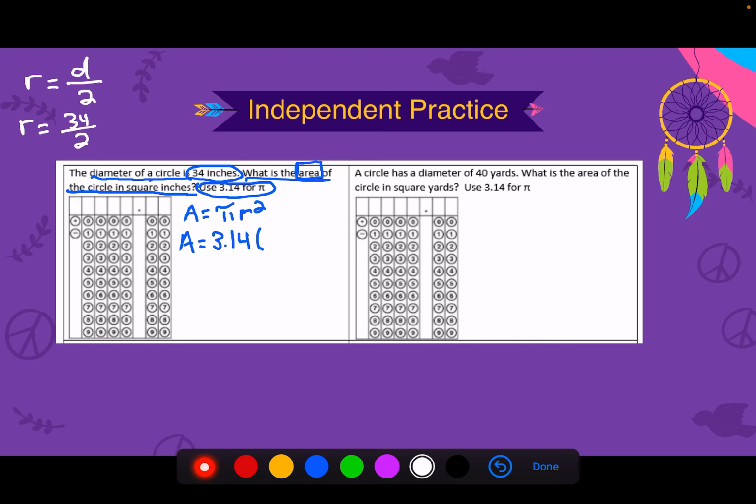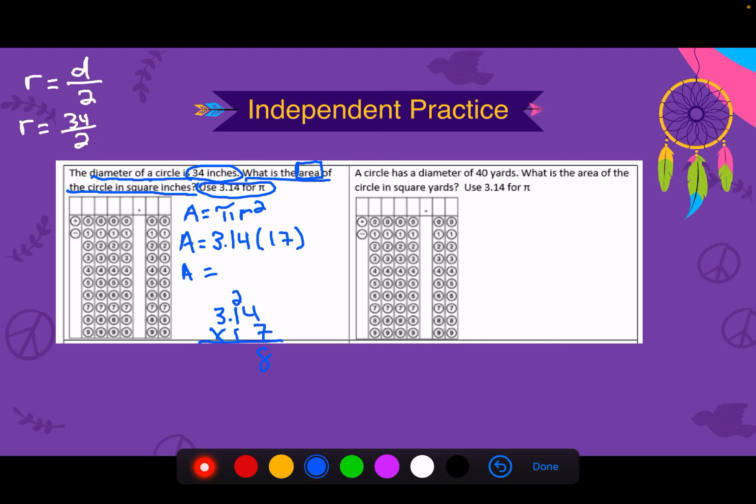So go ahead and figure that out real quick. I'll give you a few seconds, and then I will continue with the problem. Okay, so you should have divided 34 by 2, and that should have given you 17. So now you have 3.14 times 17. So we're going to go ahead and multiply 3.14 times 17.